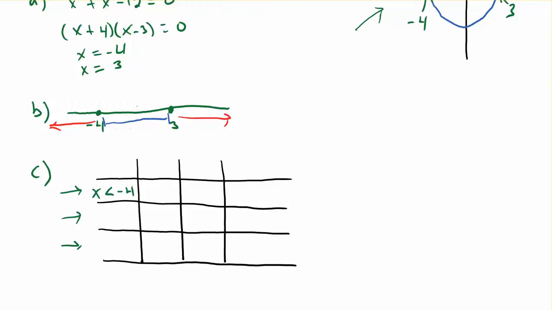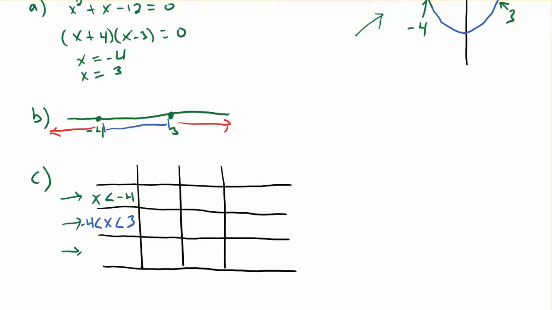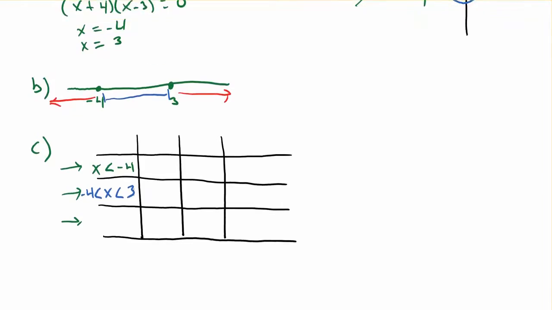Maybe yeah, let's keep it like that. The center region is going to be x is greater than -4 and x is less than 3. Any idea why I didn't put... actually, let me check that. What I should do is also say equal to for that center region.